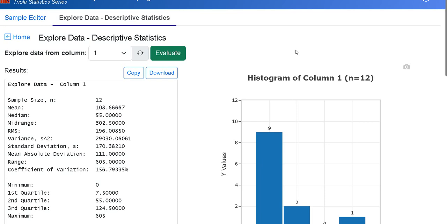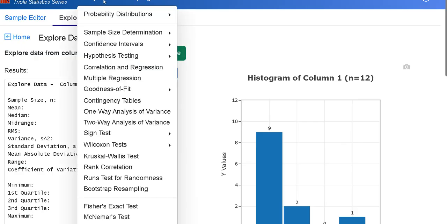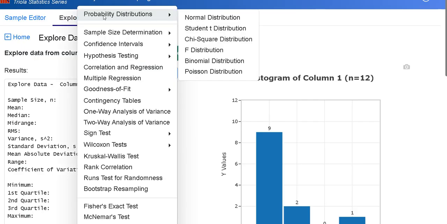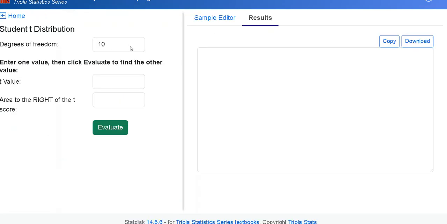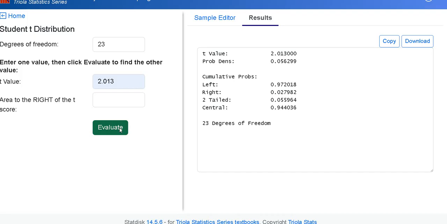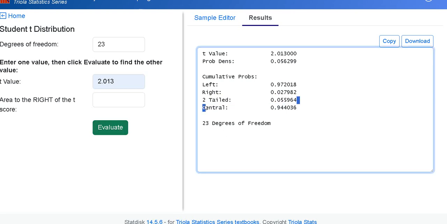Where do you think we'd go to find it from StatDisk? Analysis, good. Probability distribution, and then there it is, student t-distribution. What's our degrees of freedom? 23. And we've got a t-value, right? They told us that t was 2.013. And you get a lot of numbers here. Which number do I need? Two-tailed, right there.